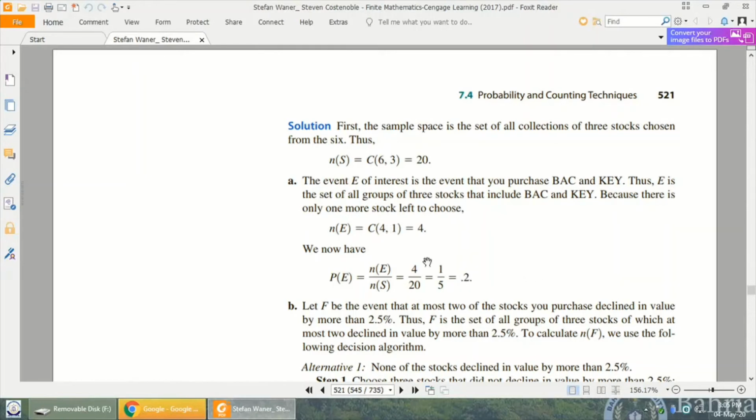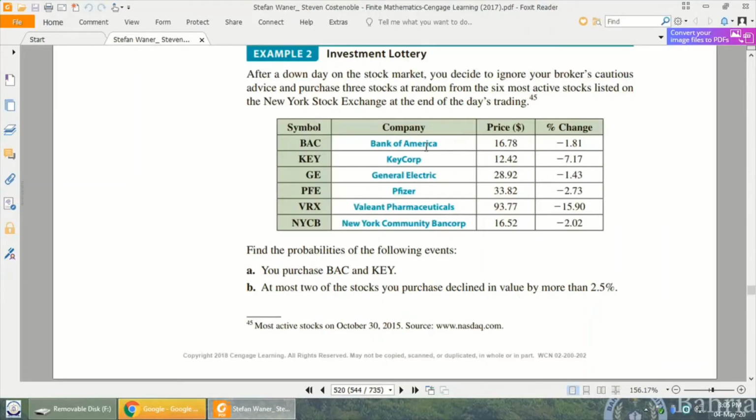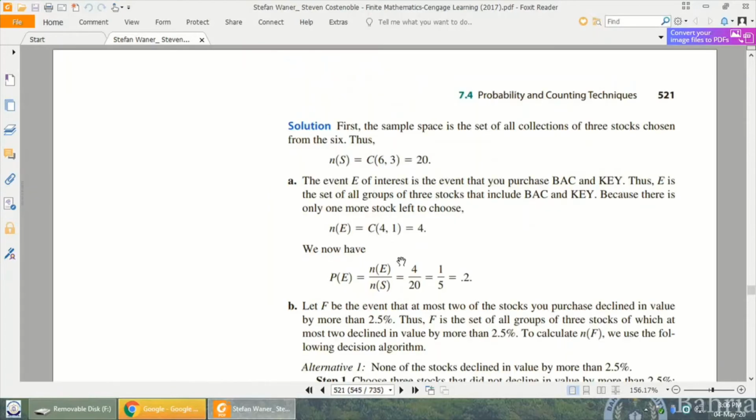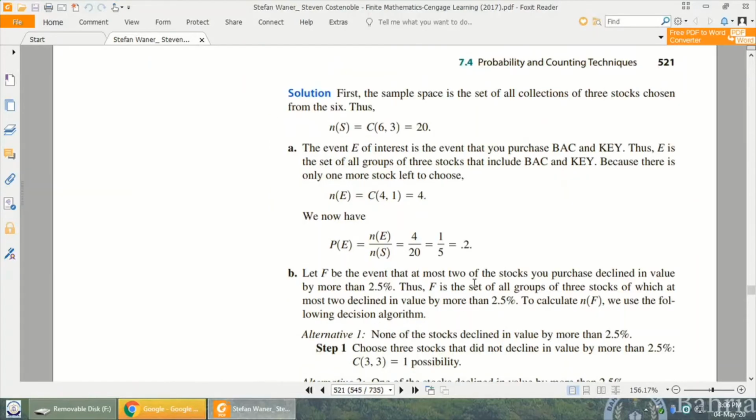And then you have 4 by 20, which is the possibility where you can have, like I told you, BAC, Key, Pfizer; BAC, Key, Valiant; BAC, Key, General Electric and New York. So there were already 4 outcomes: 1, 2, 3, and this is 1, 2, 3 again. Second outcome, 1, 2, 3 again. This third outcome, and 1, 2, 3. This is the fourth outcome. So you can just draw them and you'll know that there are 4 outcomes. So 4 by 20 is 0.2.